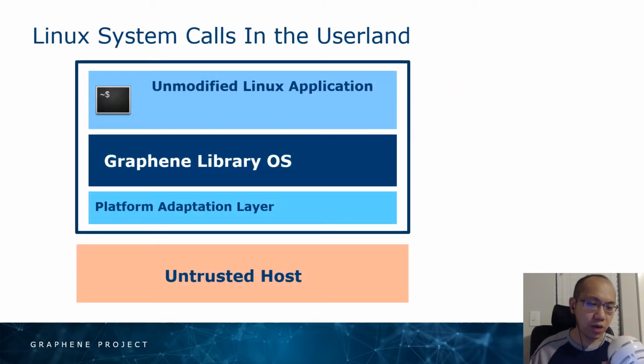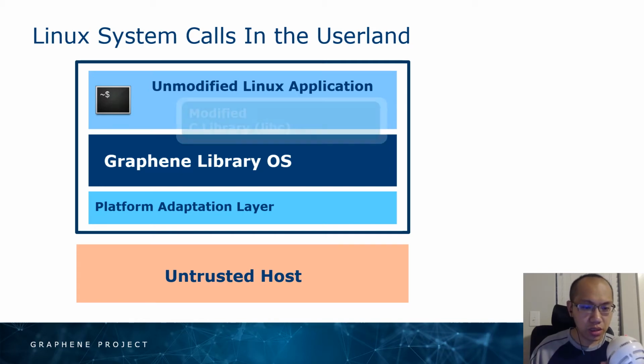The core of Graphene Library OS is to implement these Linux system calls inside the user land. We all know these Linux system calls are usually implemented in the kernel space. However, from the perspective of these enclaves, they don't necessarily trust the kernel to provide the right Linux system call results. Therefore, we do need these library OS layers inside the enclave to support these Linux system call features.